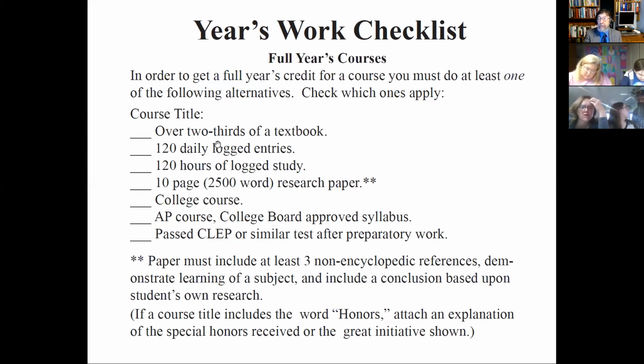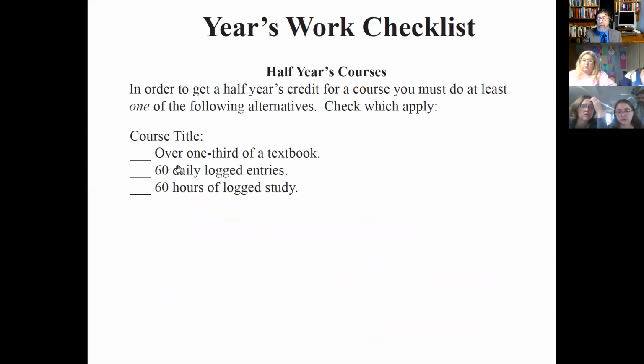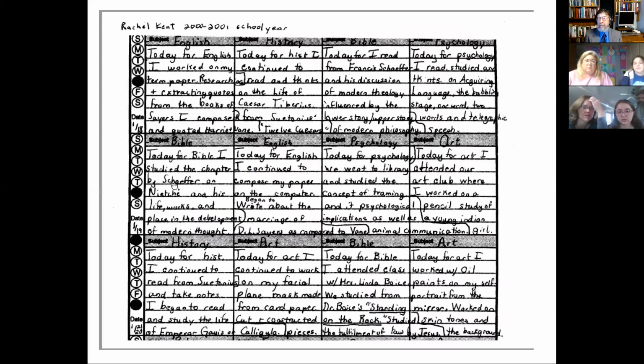120 daily logged entries. What am I talking about? Well, or 120 hours of logged studies. You're supposed to keep a log made concurrently with instruction to comply with the homeschool law in PA. Pretty much people are fairly lazy about doing that and don't do great logs, but every once in a while somebody does. Here's a girl that I saw who did like the most incredible log I've ever seen. She gets course credit for every single subject that she took because of this log. She has at least 120 entries.